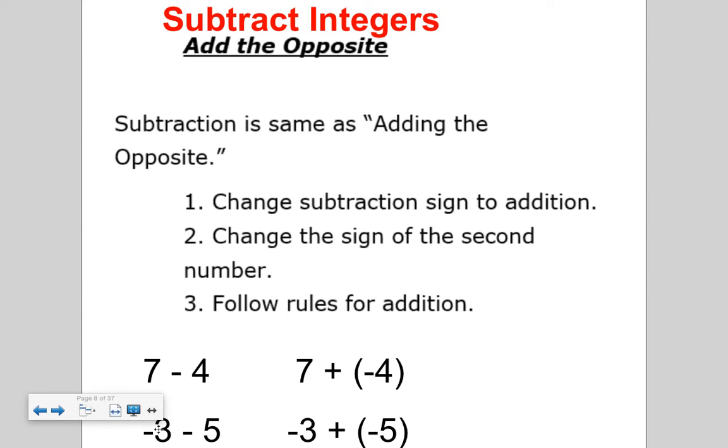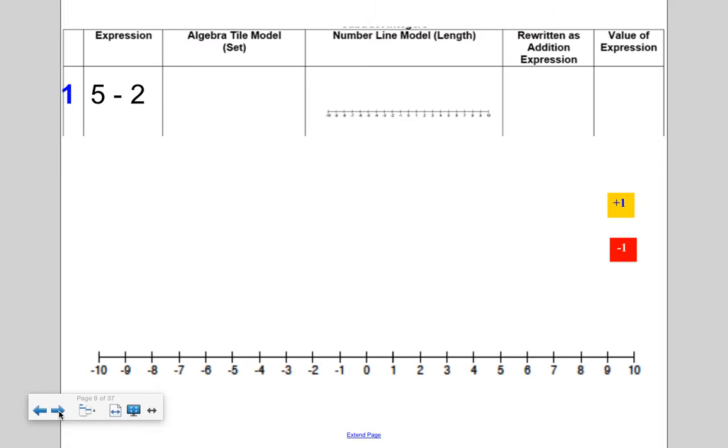Is negative 3 minus 5 equivalent to negative 3 plus negative 5? Let's see. I keep negative 3, add the opposite. What's the opposite of 5? Negative 5. So what is negative 3 plus negative 5? Negative 8. And what's negative 3 minus 5? Also negative 8. So let's see why.